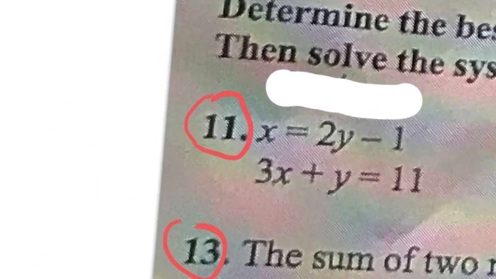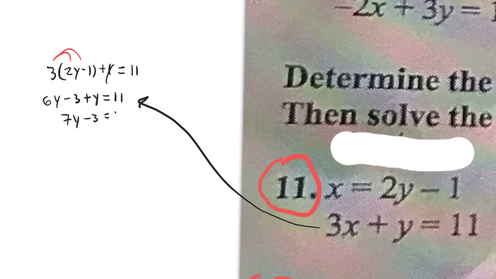So if we were to rewrite this bottom one, only instead of 3x plus y equals 11, we're going to write 3 times the entire quantity of 2y minus 1 plus y. That's going to equal 11. So we've done nothing more than replacing x with 2y minus 1 because we know that x equals 2y minus 1. So therefore, after distributing, we would have 6y minus 3 plus y equals 11. Combining like terms gives us 7y minus 3 equals 11.